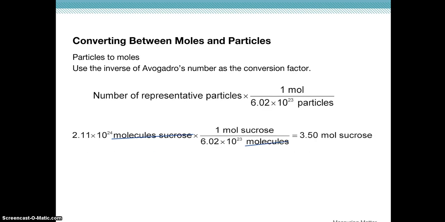Now, what if we want to go the other way? What if we know the particles and we want to find moles? Well, we flip Avogadro's number over. So we want molecules to cancel, so 6.02 times 10 to the 23rd goes on the bottom. So that time we would divide by 6.02 times 10 to the 23rd. And don't forget, in your calculator, use that EE button. So you would type this in, 2.11 EE24 divided by 6.02 EE23. Okay, and again, 3 sig figs gives us 3.50.